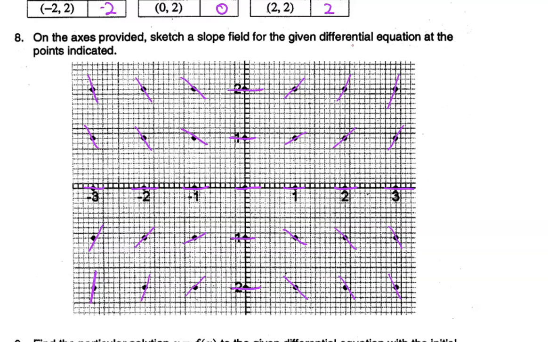So maybe something that comes down but then kind of flattens out and then goes up, something like that. Or if it's coming from down here, so in other words, if my initial condition is a point that's down here in one of these two quadrants, then I probably have something more shaped like that, okay?